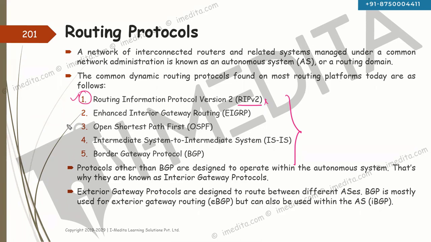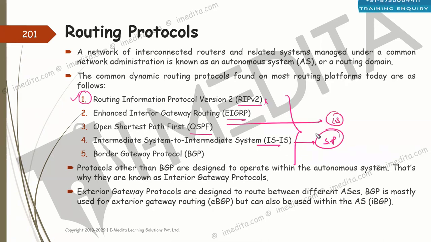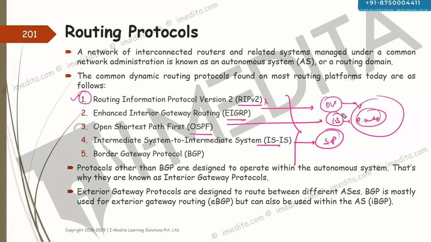RIP version 2 has its own disadvantages. So RIP version 2 is not a very popular protocol to be used as a routing protocol in the network. Apart from that, we have EIGRP, OSPF, and ISIS. ISIS, you will mostly see in the service provider environment to perform the routing between the devices. OSPF, you will see as a link state routing protocol, mostly in the enterprise network to perform the routing. And EIGRP, you will also see as an interior gateway protocol, as a distance vector solution to perform the routing within the enterprise network.